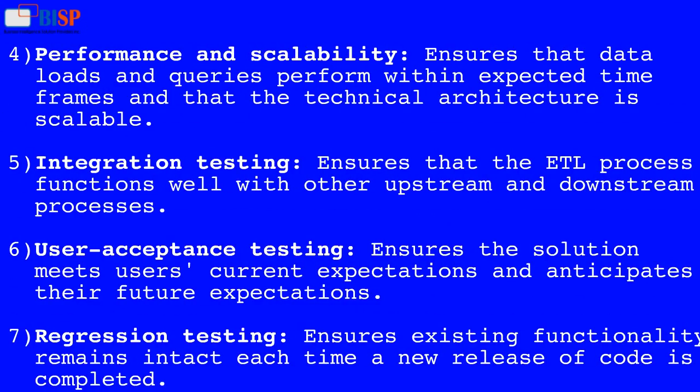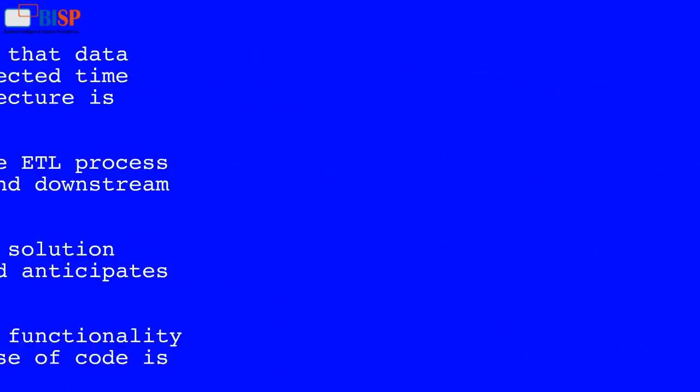4. Performance and scalability ensures that data loads and queries perform within expected time frames and that the technical architecture is scalable. 5. Integration testing ensures that the ETL process functions well with other upstream and downstream processes. 6. User acceptance testing ensures the solution meets users' current expectations and anticipates their future expectations. 7. Regression testing ensures existing functionality remains intact each time a new release of code is completed.